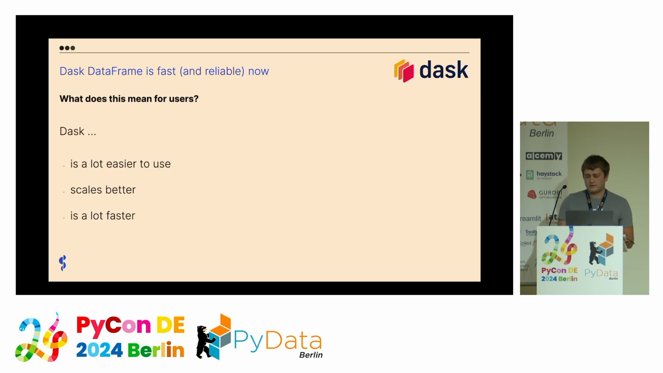This translates into, for users, Dask is kind of fast now. We'll see that later, and a lot more reliable. What we also think is that it makes it easier to use for users. This is kind of subjective, so everyone has to come away with their own opinion. But what we can actually quantify is that we scale a lot better, and we're also a lot faster than before.